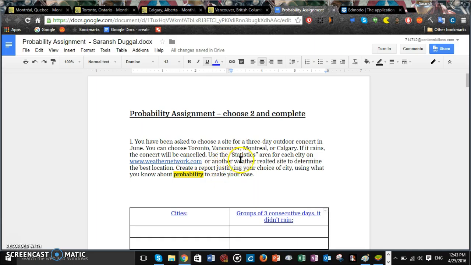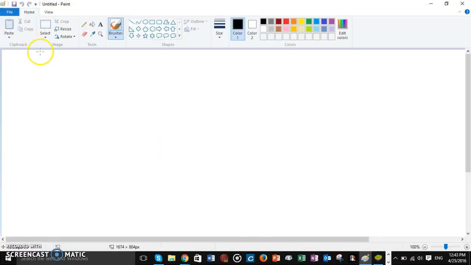Use a statistics area for each city on www.weathernetwork.com or another weather related site to determine the best location. Create a report justifying your choice of city using what you know about probability to make your case. So first we'll be writing down the statistics.